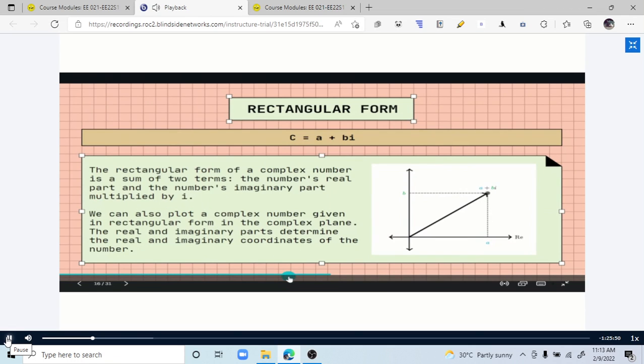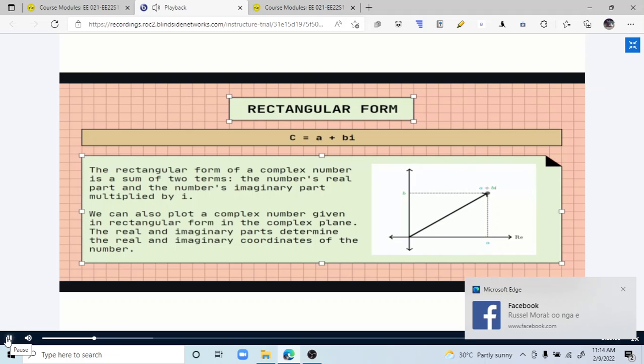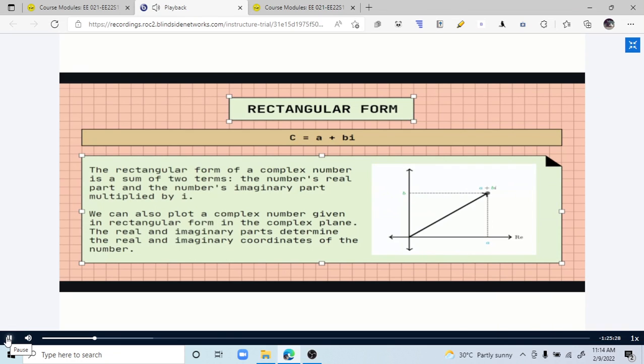On the rectangular form, our complex number is equal to a plus bi. So the rectangular form of a complex number is a sum of two terms: the number's real part and the number's imaginary part multiplied by the imaginary unit. We can also plot a complex number given in rectangular form in the complex plane. We have a complex plane here on the right side of your screen. The real and imaginary parts determine the real and imaginary coordinates of the number.